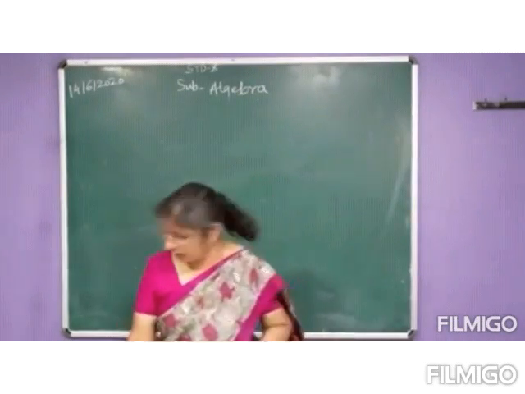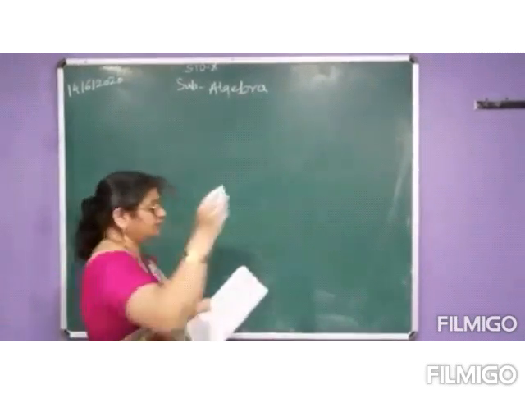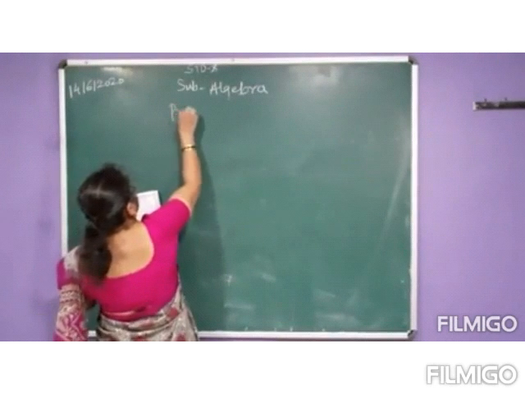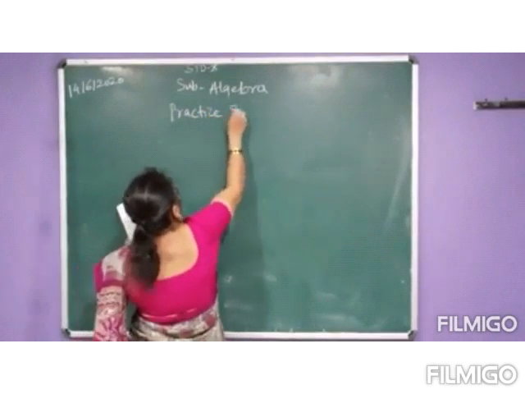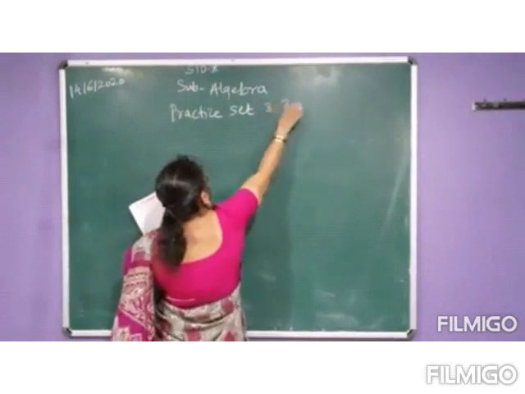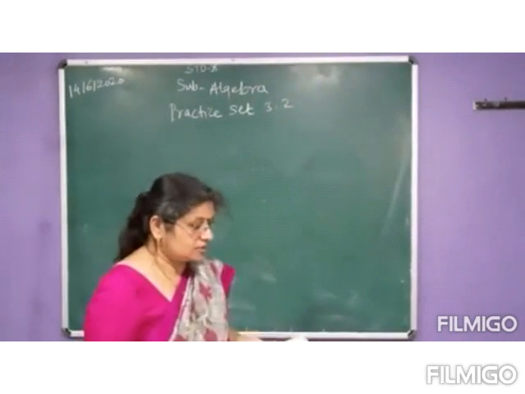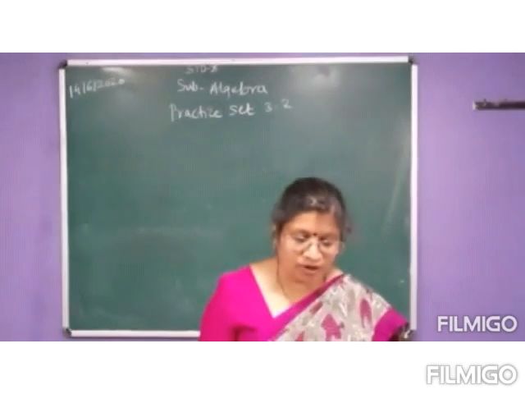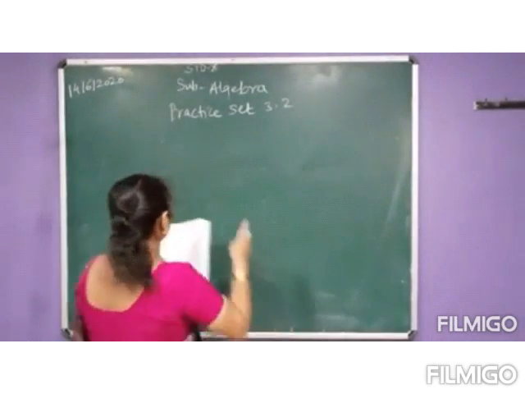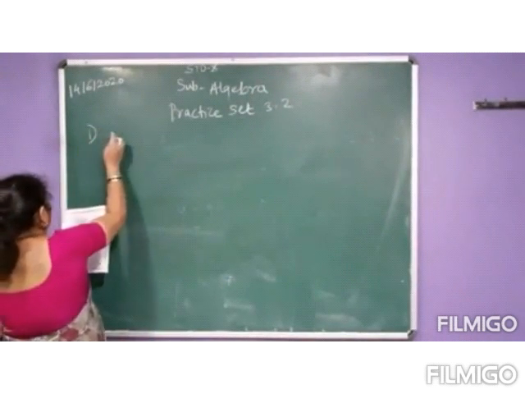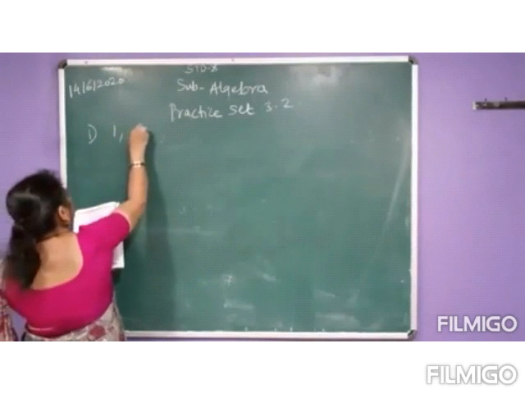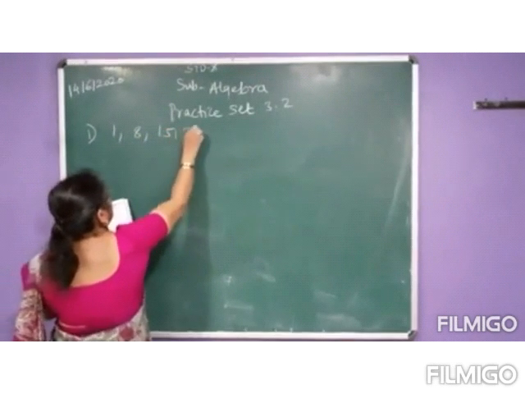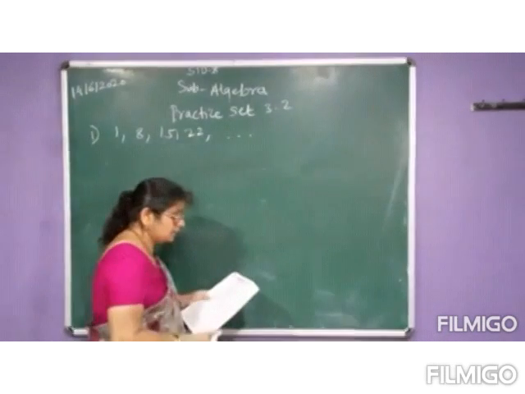We will go for practice set 3.2. First one: write the correct number in the given boxes from the following AP. Now this type of sum is an activity based question. 1, 8, 15, 22. This is like that.